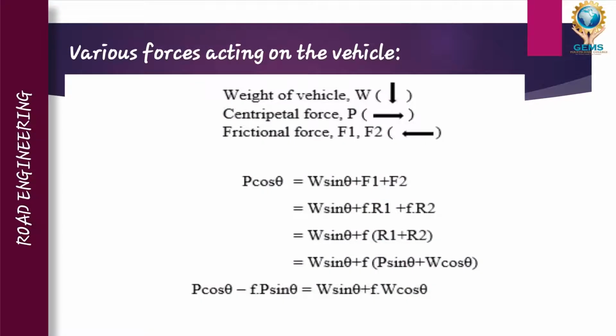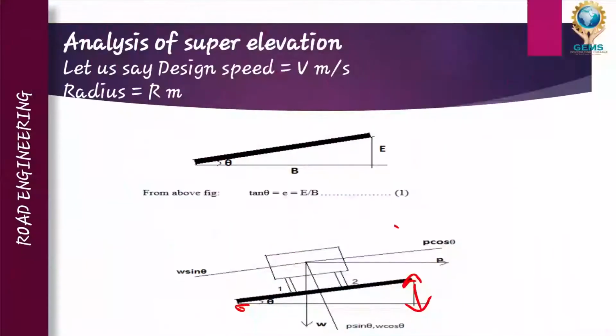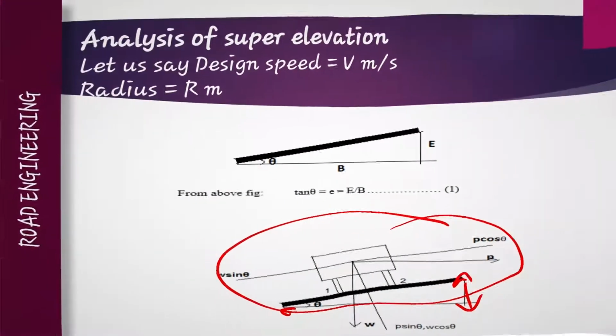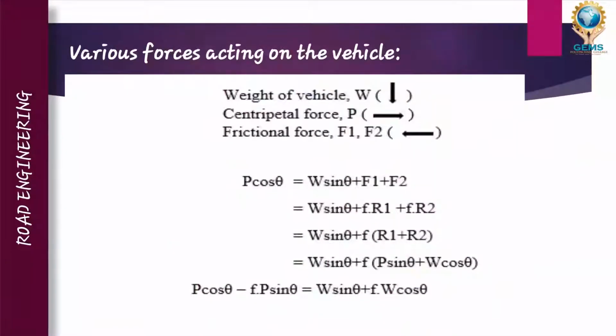Various forces acting on a vehicle. Let us see those forces. Weight of the vehicle we can consider as W. Centrifugal force we can call P, which is in the horizontal direction, toward the right side, and frictional forces F1 and F2 act toward the left side. So by seeing this image, the derivation will be P cos theta equal to W sin theta plus F1 and F2.